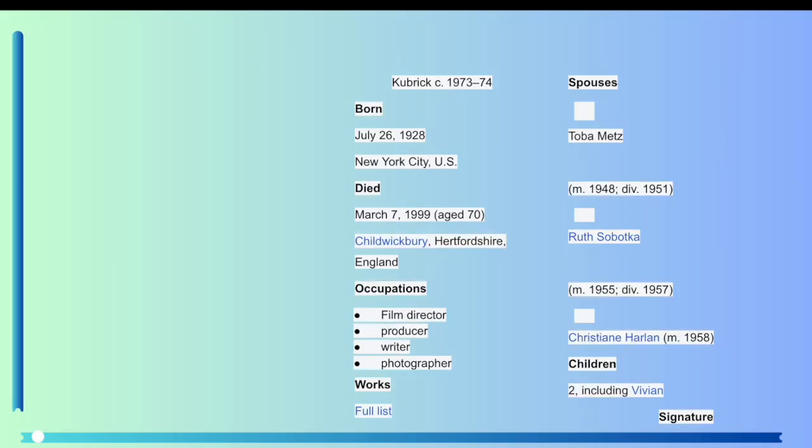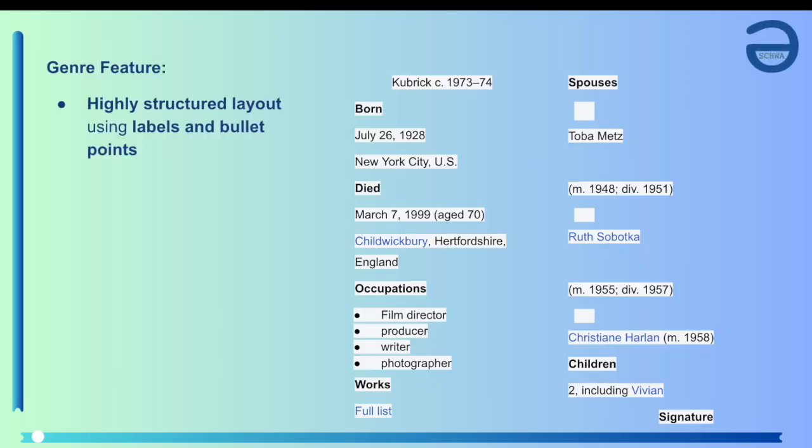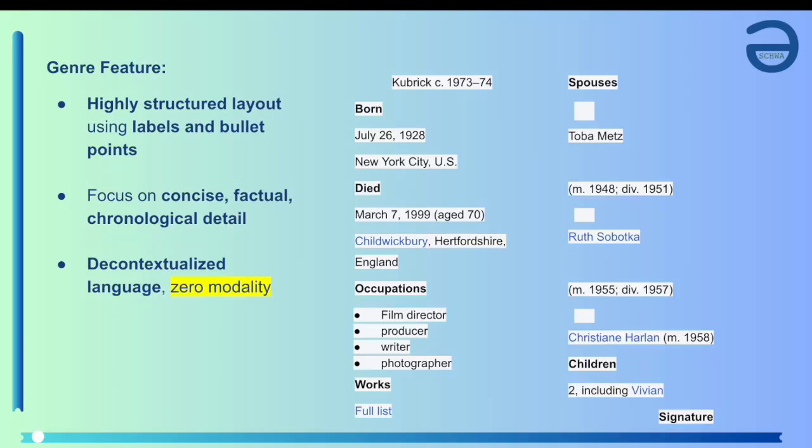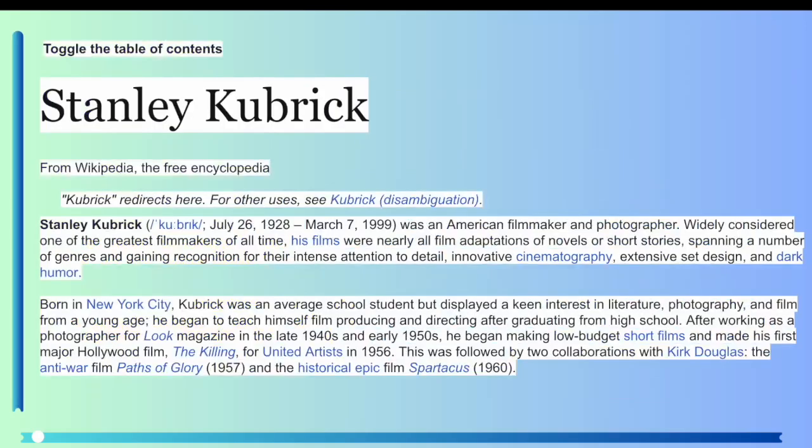I'm going to give you the answers now. For example, the structured layout, there's labels and bullet points, the chronological detail, no contextualized language and no modals, and no cohesion devices because it just looks like a list of facts.